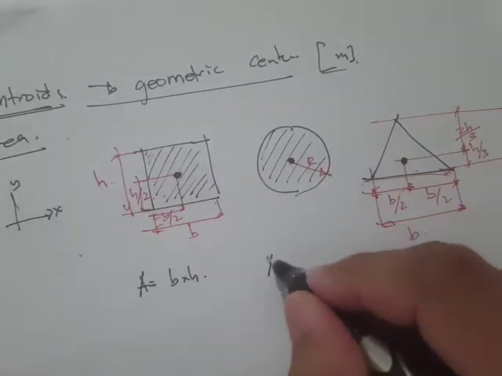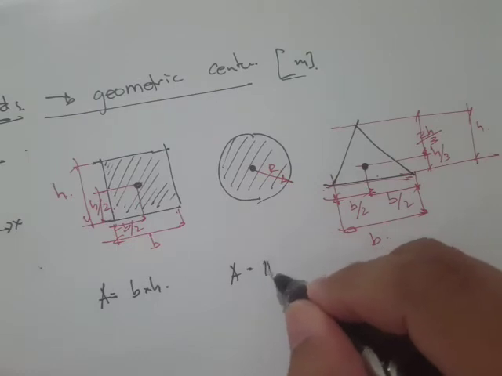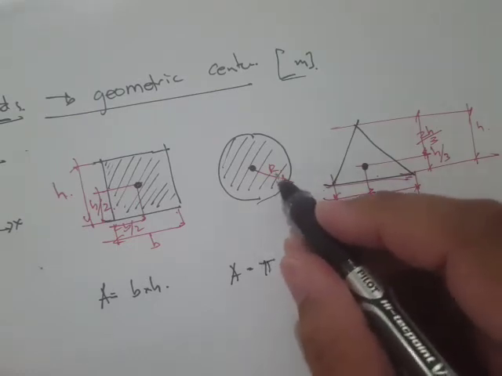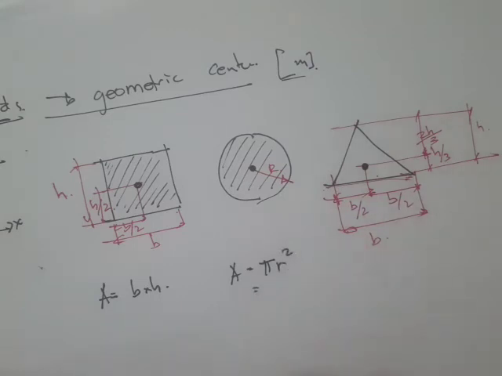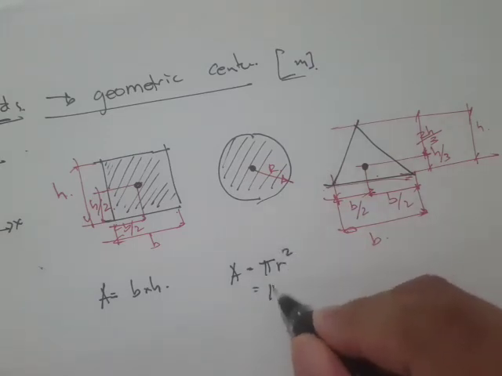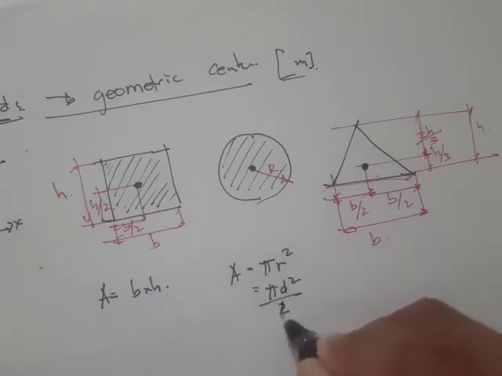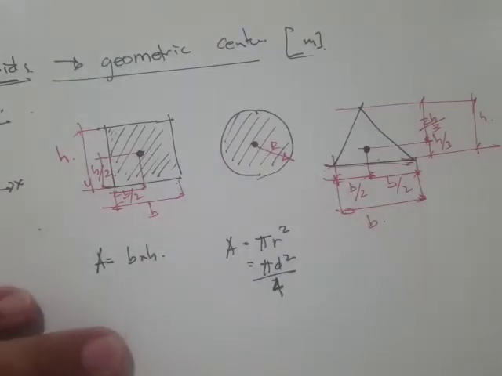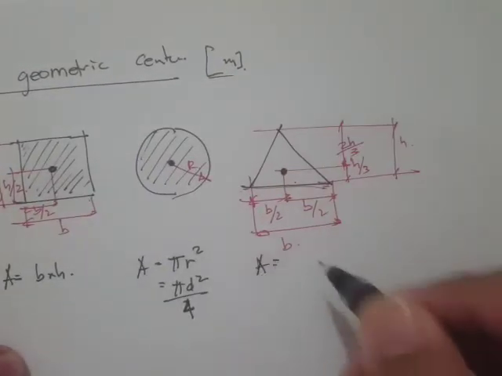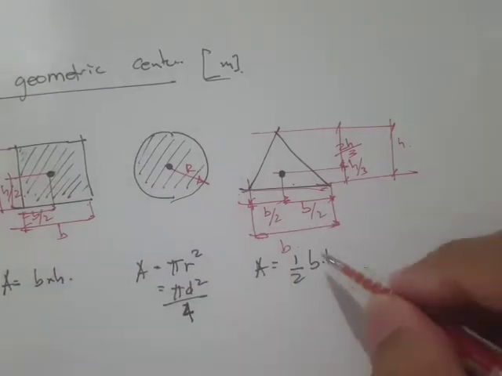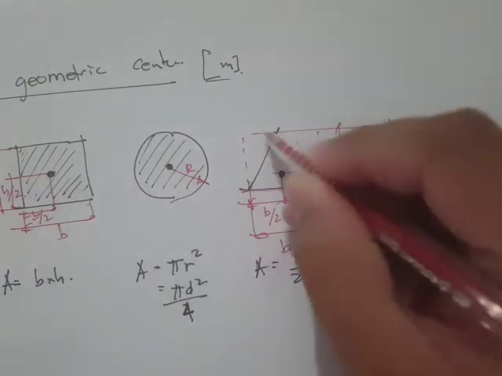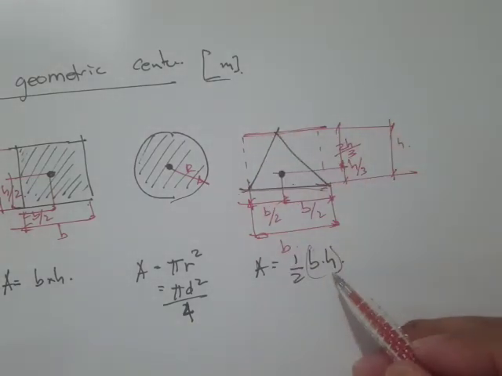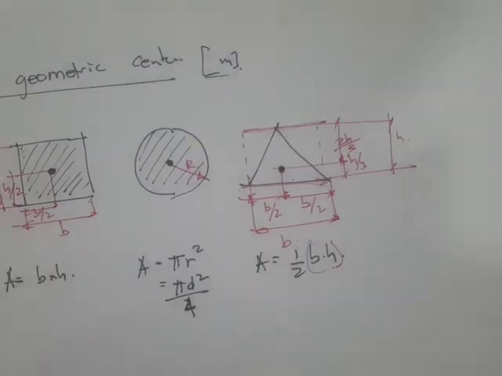And for the circle, the area is in terms of r, that's pi r squared, or in terms of the diameter, that's pi d squared all over 4. And for the triangle, this is just 1/2 base times height. So it's just the rectangular portion, and then you divide that by 2.